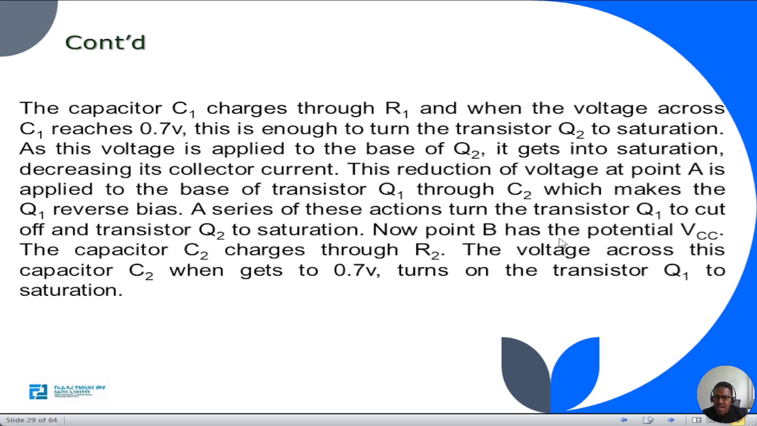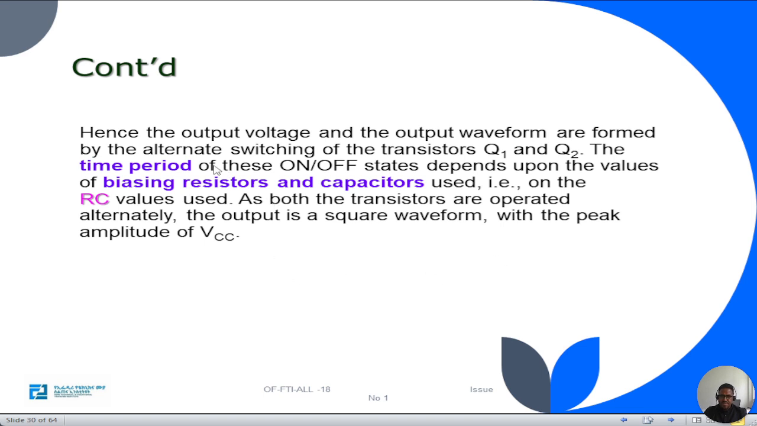Now point B has the potential VCC, and the capacitor charges through R2. When the voltage across this capacitor gets to 0.7 volt, it turns on the transistor Q1 to saturation. So by this principle we can get a square wave generator. Hence the output voltage and the output waveform are formed by the alternate switching of the transistors Q1 and Q2.